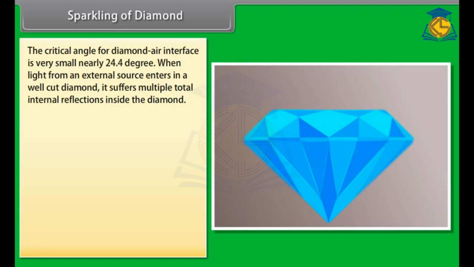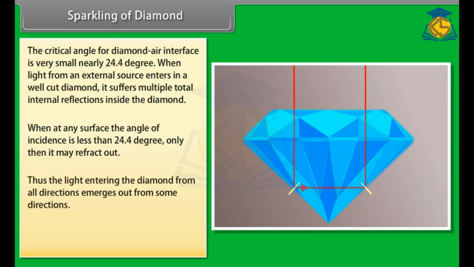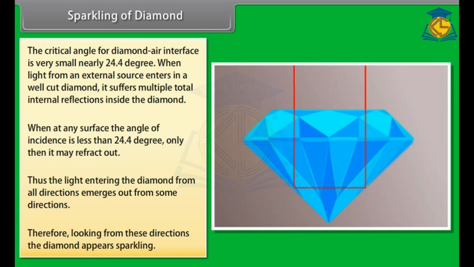Sparkling of diamond. The critical angle for diamond-air interface is very small, nearly 24.4 degrees. When light from an external source enters in a well-cut diamond, it suffers multiple total internal reflections inside the diamond. When at any surface, the angle of incidence is less than 24.4 degrees, only then it may refract out. Thus, the light entering the diamond from all directions emerges out from some directions. Therefore, looking from these directions, the diamond appears sparkling.